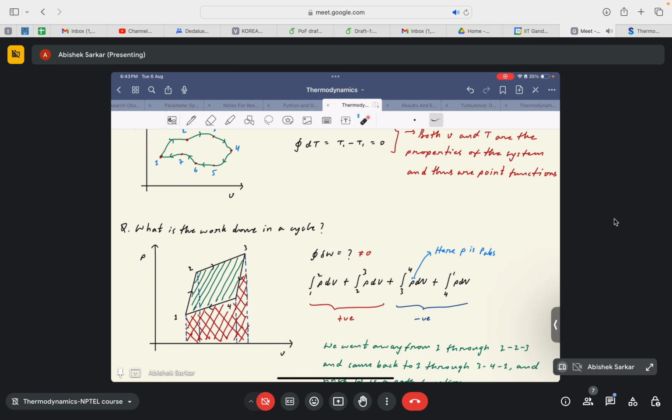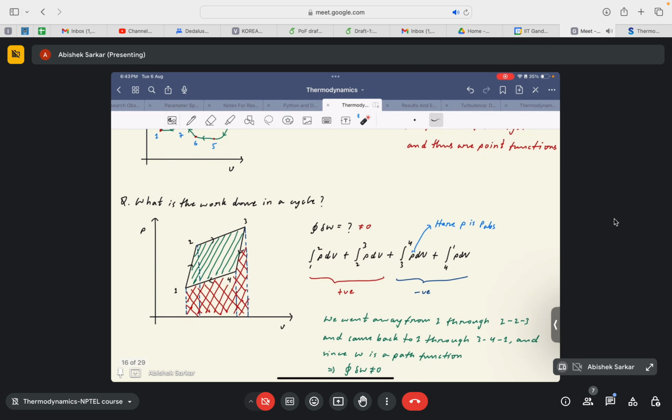Okay. So if we see in this example that we are doing a cyclic integral along this line, while going from, say, point 1 to point 3, we are going through a line 1 to 2, then 2 to 3. That's the first path. Then while coming back, while completing the cycle, we come back from 3 to 4, then 4 to 1.